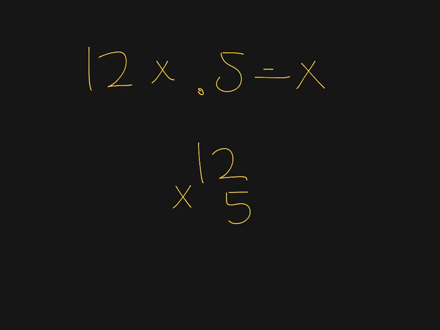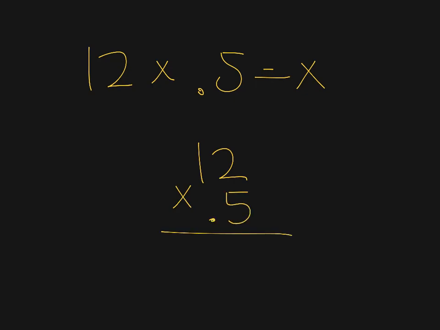For the last one, it says, Joe needs to buy snacks for the chess club. There are 12 people in the club, and he wants each person to receive 0.5 pounds of grapes. How many pounds of grapes should he buy? In this case, we're going to multiply 12 times 0.5 equals x. We are going to multiply this time and not divide, because he's not sharing it.